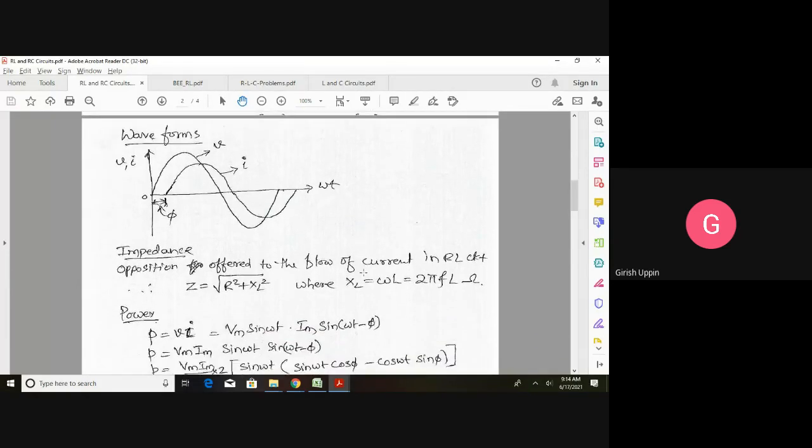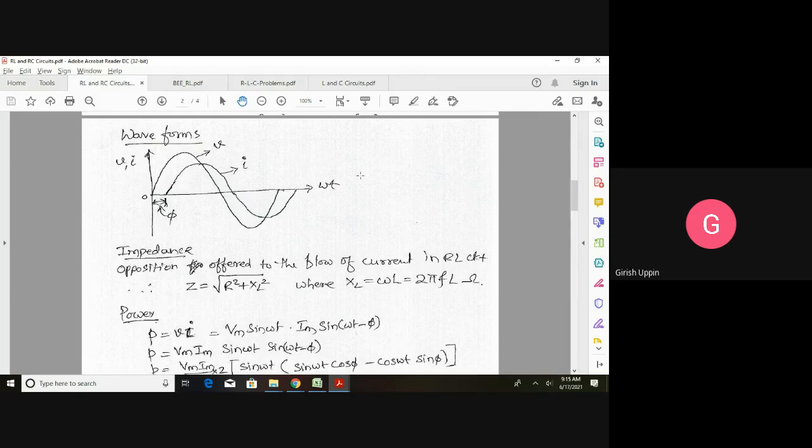Now you can see the waveform. This is the voltage waveform. V is equal to Vm sin omega t. Then this is the current that is flowing. The current will start after an angle phi. And what is the value of the phi? We can calculate using tan phi, which is VL by VR or XL by R. So current will take an angle phi to start, and then it will have the same frequency. Now, if I represent V is equal to Vm sin omega t, then the current I is Im sin omega t minus phi.